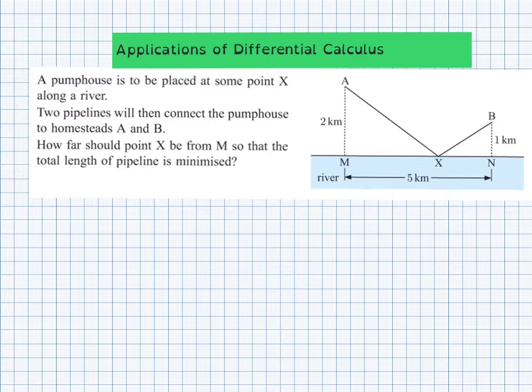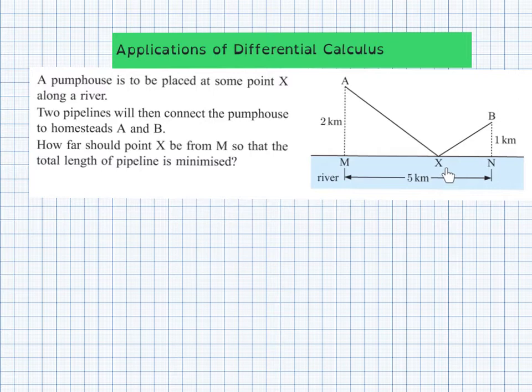What we need to find out is how far should point X be from M so that the total length of pipeline is minimized, so that this length AX plus XB is minimized. We have an option for this pump house to be here or there or here, but what we need to find is how far it should be from M in order to minimize the pipeline.